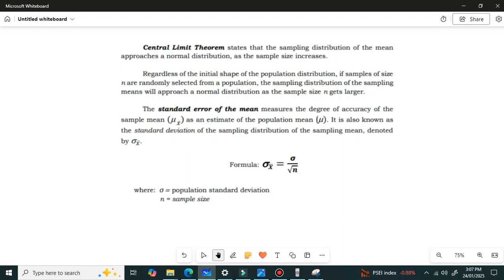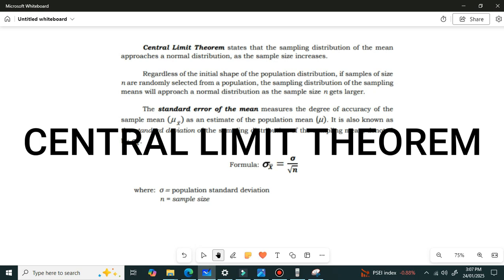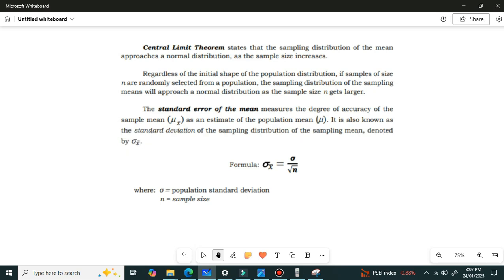Our lesson for today is about the central limit theorem. The central limit theorem states that the sampling distribution of the mean approaches a normal distribution as the sample size increases.